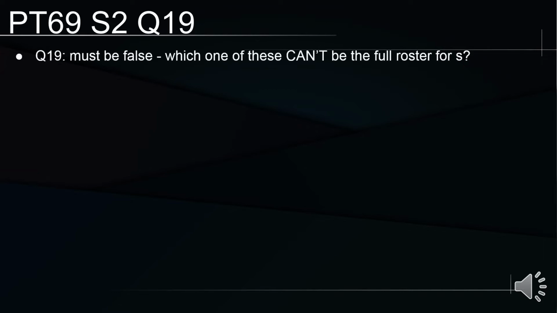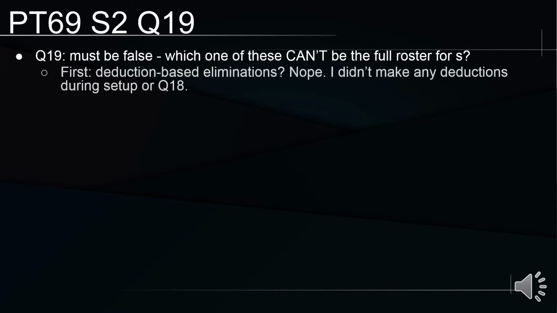Question number 19 is a must-be-false question. Which one of these can't be the full roster for S? So the first thing I'm going to do, as per the initial slide in our lesson today, is look for any deduction-based eliminations, and that's an easy no for me. I didn't make any deductions during the setup or during question 18, so I really have nothing to do here.